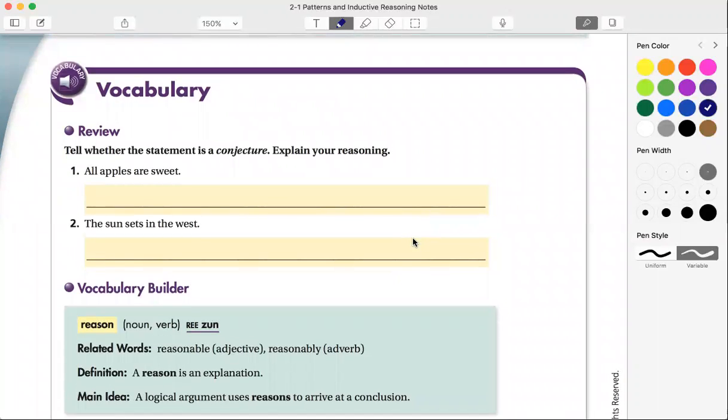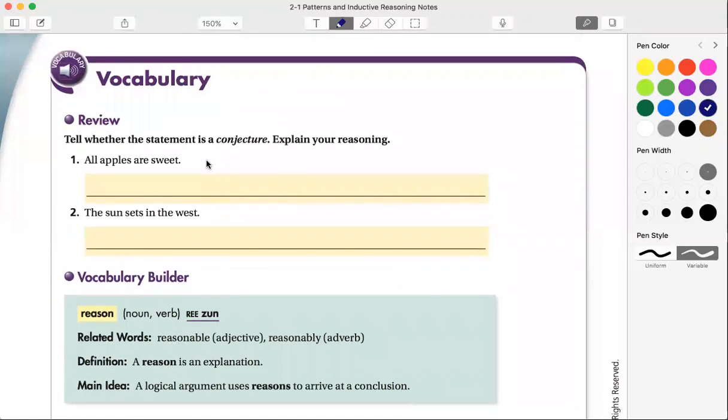Tell whether the statement is a conjecture and explain your reasoning. All right, so all apples are sweet. Is this a conjecture or an opinion or an idea? Yes. Okay, and why? Because it is an opinion. Okay. The sun sets in the west. Is this a conjecture? Well, no. And why not? Because it is a fact.